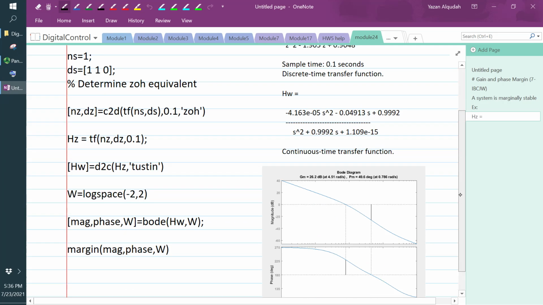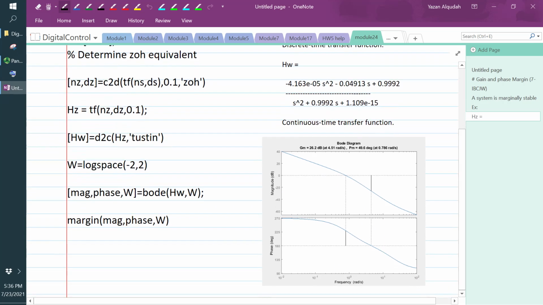So if I plot the Bode plots, the magnitude and the phase, in this case, when the phase is 180 degrees, it's at this frequency, so this is my gain margin. And when the magnitude is 0, this is my phase margin.